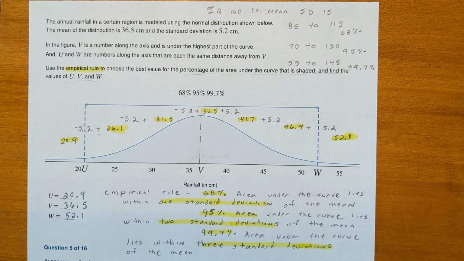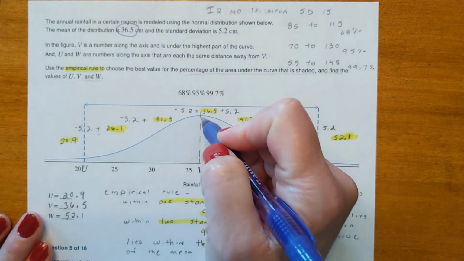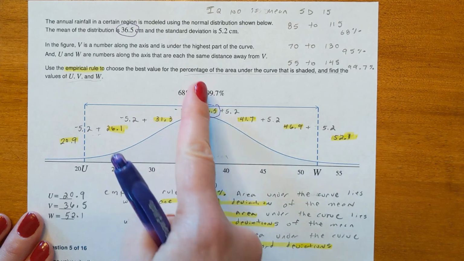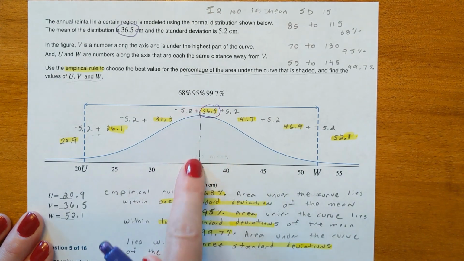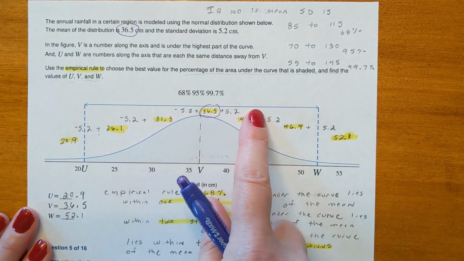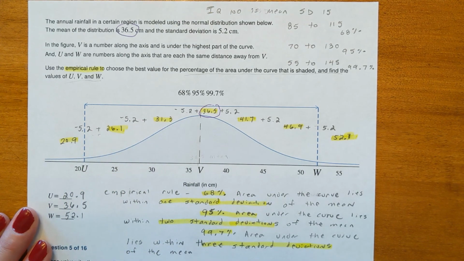Next one. The annual rainfall in a certain region is modeled using the normal distribution shown below. The mean of the distribution is 36.5, and the standard deviation is 5.2. So the mean, in the middle of this normal distribution curve, goes right here in the middle. That's where the mean is, 36.5. It's got a standard deviation of 5.2, so you count out 5.2 to the right, and you subtract 5.2 going to the left.